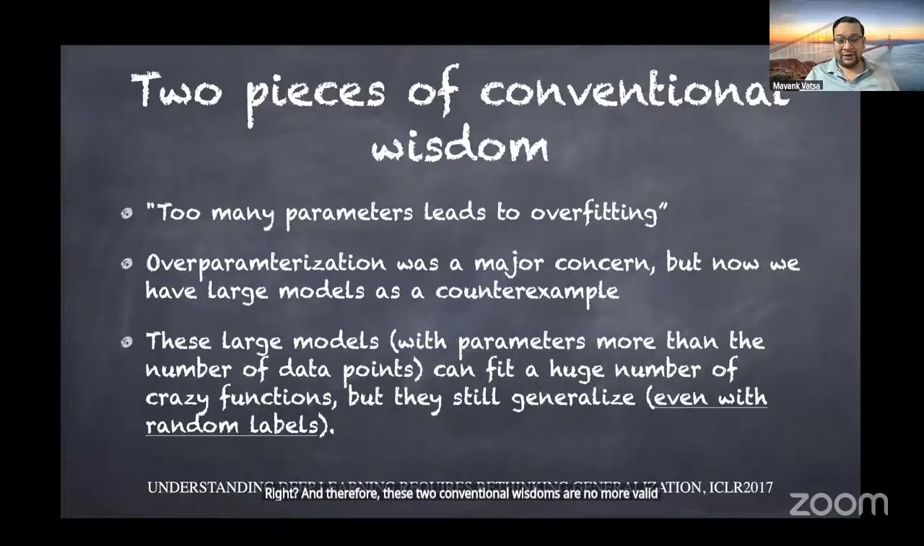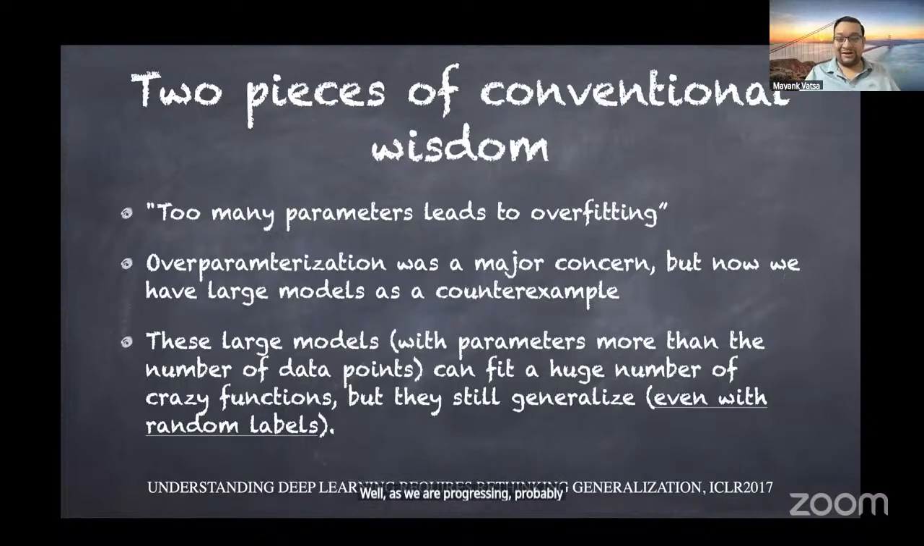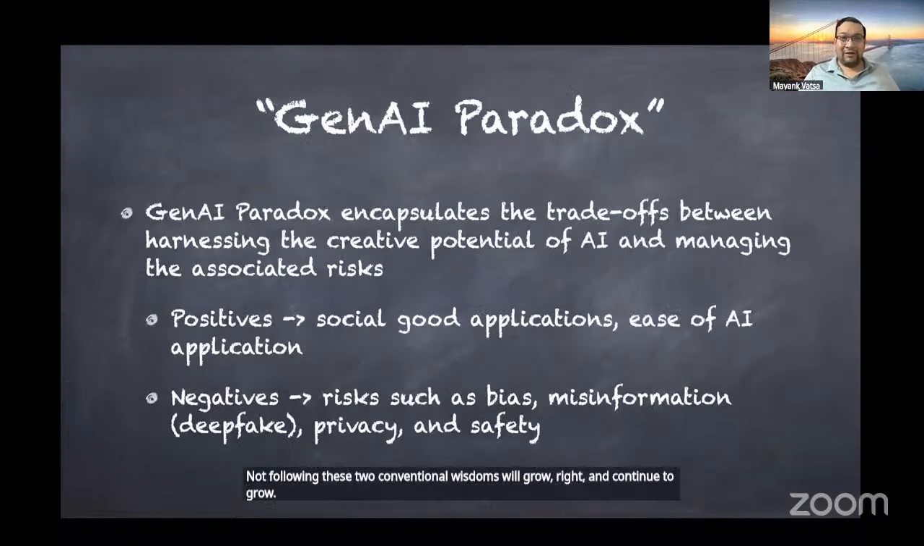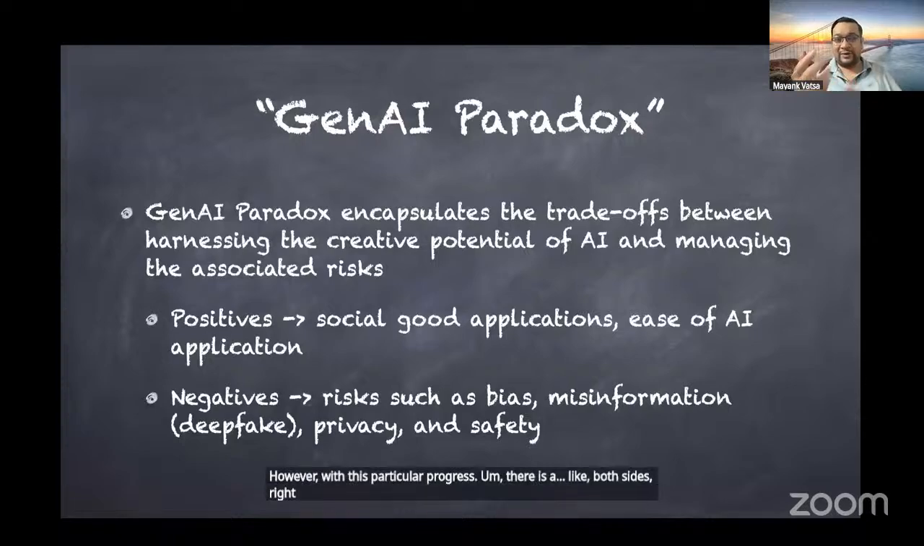And as we are progressing, probably more and more support for not following these two conventional wisdoms will grow, right, and continue to grow. However, with this particular progress, there are both sides, positive and negative, and that's why I call this the Gen AI paradox.